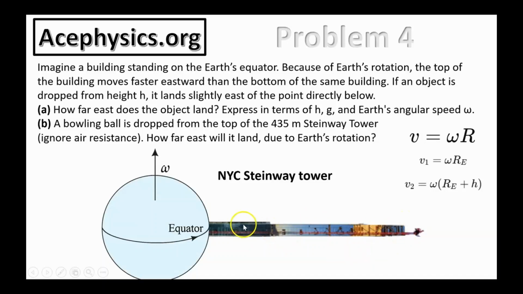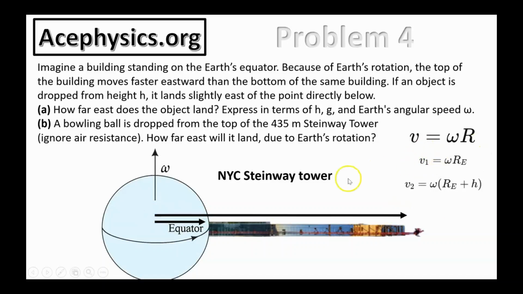Here's a tall skyscraper located directly at the Earth's equator. The bottom of the building is moving slower than the top of the building. This is because tangential velocity is equal to omega times r. The bottom of the building has a radius of the Earth. The top of the building has a radius of the Earth plus the height of the building. This picture's obviously not drawn to scale.